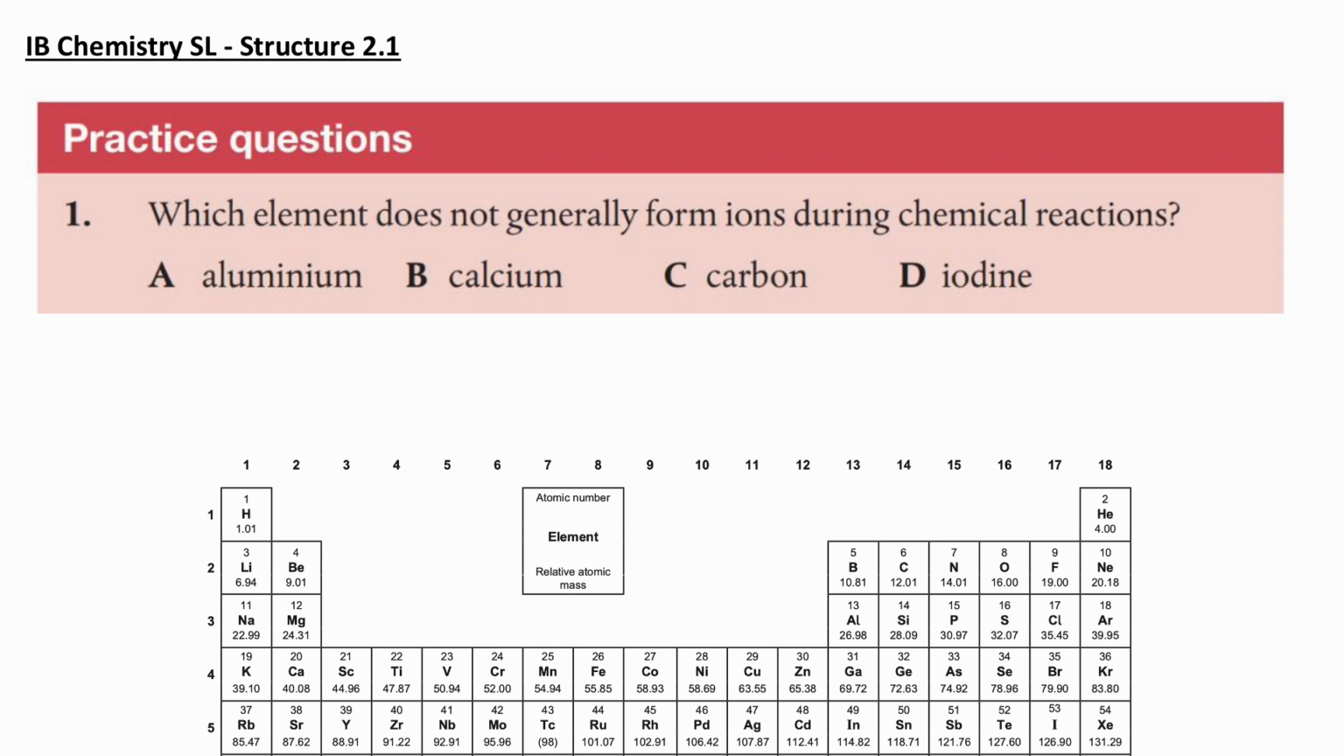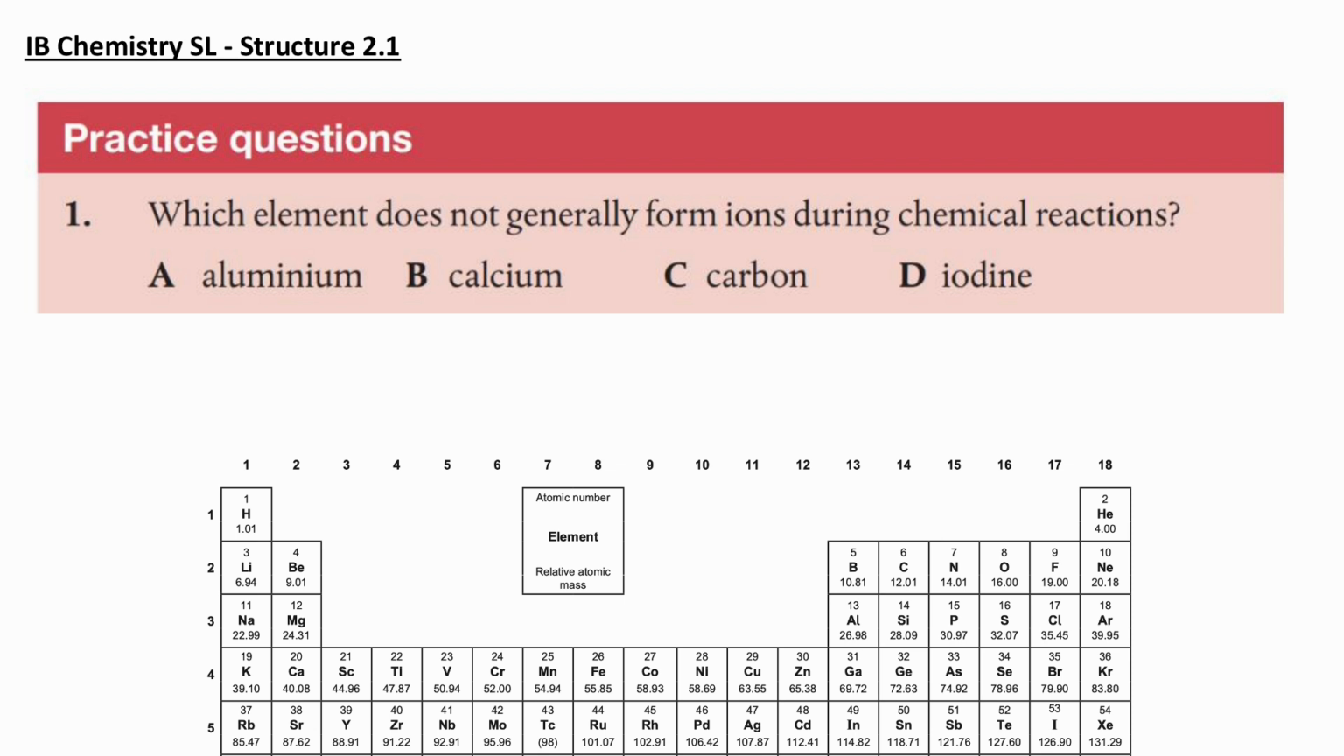For our first question, it says, which element does not generally form ions during chemical reactions? Well, we know when we are talking about forming ions for chemical reactions, normally we're talking about metals and nonmetals, and our metals are going to give up electrons or donate electrons, forming a positive charge, and our nonmetals are going to accept electrons and therefore have a negative charge.